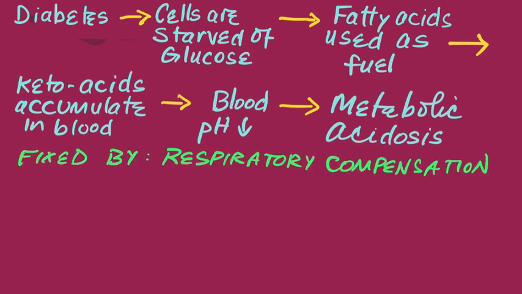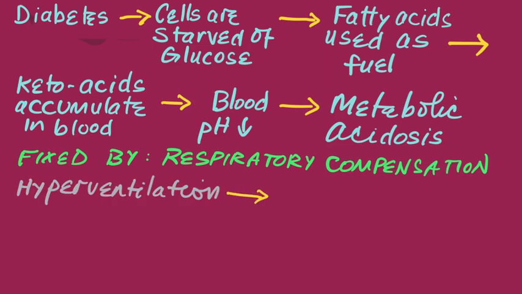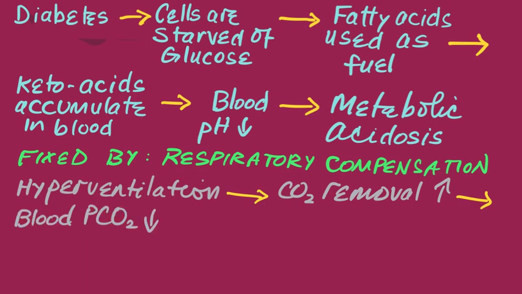This is fixed by respiratory compensation. So there is hyperventilation, which removes more carbon dioxide. When carbon dioxide is removed, the blood carbon dioxide levels go down, resulting in the blood pH increasing and going back to normal.